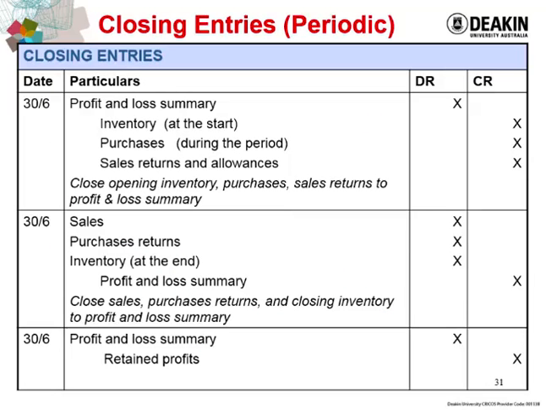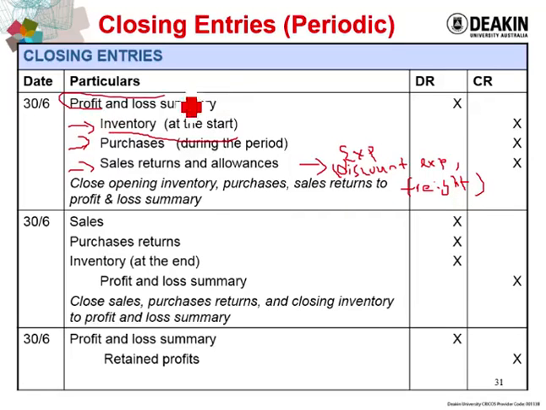So this slide basically summarizes the pro forma closing entries when you use the periodic method. Under the periodic method, we first close opening inventory, expense, and contra income accounts. So you find that we credit inventory, opening inventory at the start, so meaning opening inventory figure, and we credit purchases made during the period. We will credit sales returns and allowances, and we will also credit other expenses such as discount allowed and freight. For example, discount expense and freight will also be credited because they are expenses. And then we debit the total figure in the P&L summary account.